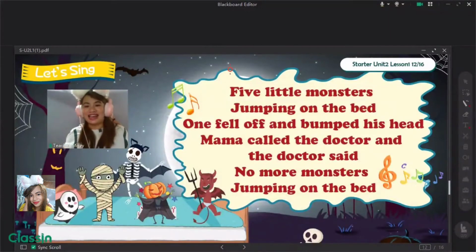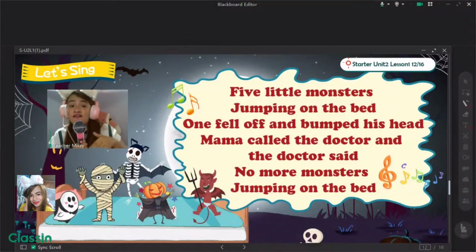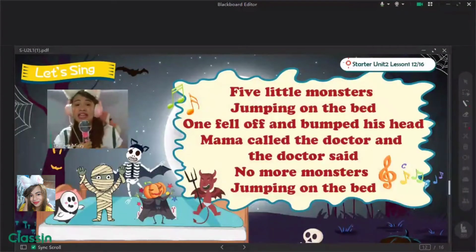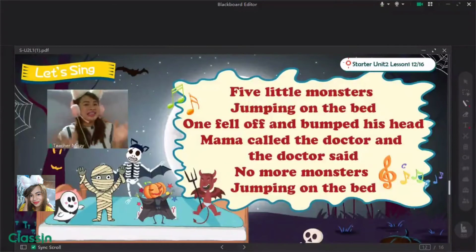Let's sing and let's dance together. Five little monsters jumping on the bed. One fell off and bumped his head. Mama called the doctor and the doctor said, no more monkeys jumping on the bed. No more monsters jumping on the bed.